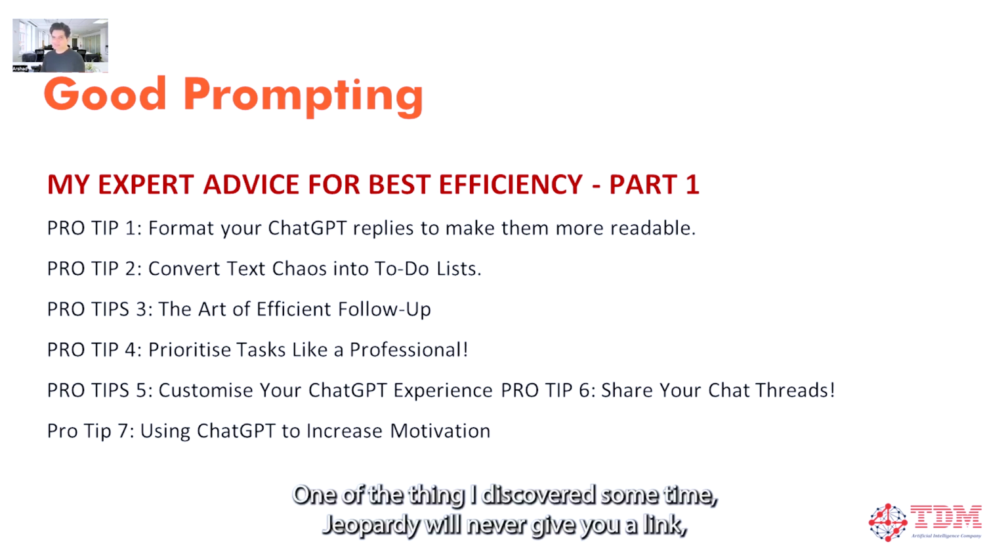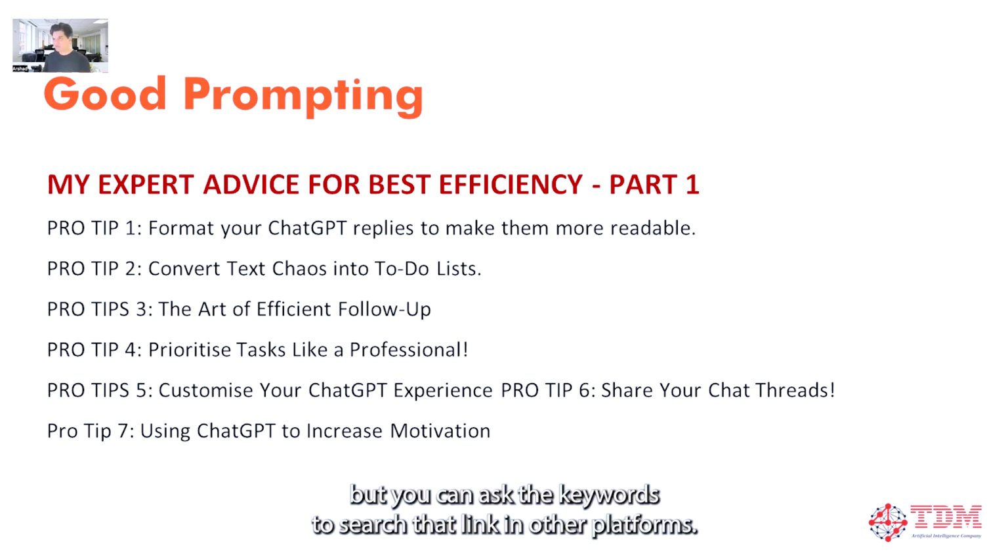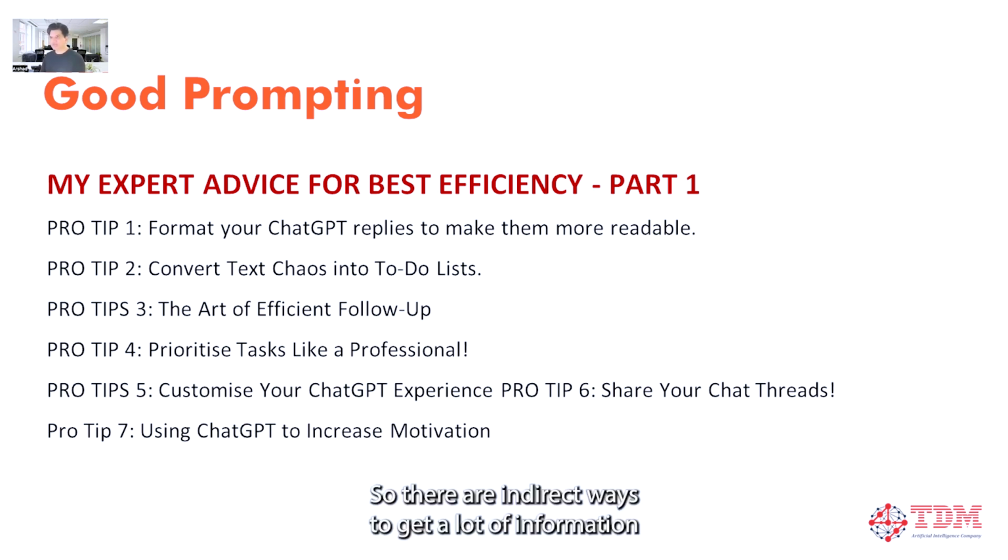One other thing I discovered: sometimes ChatGPT will never give you a link, but you can ask it for keywords to search for that link on other platforms. So there are indirect ways to get a lot of information. Those are some best practices for the prompting side.